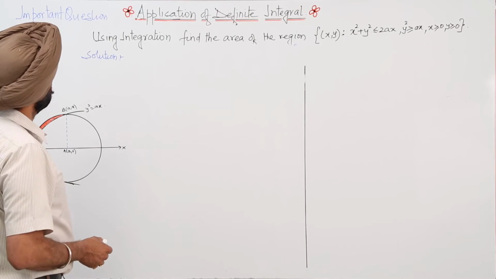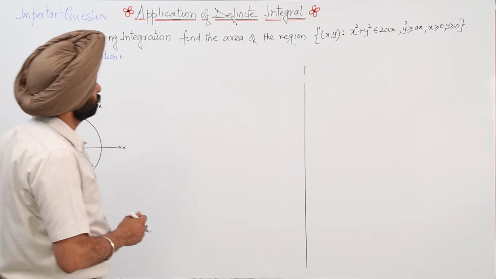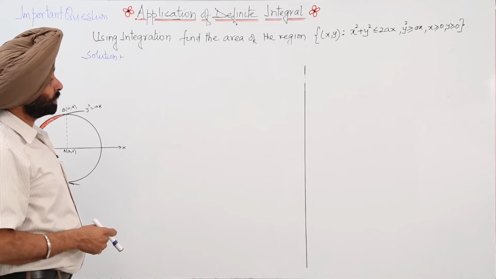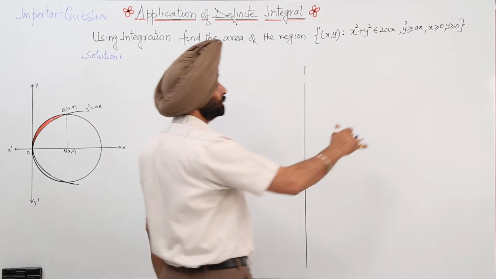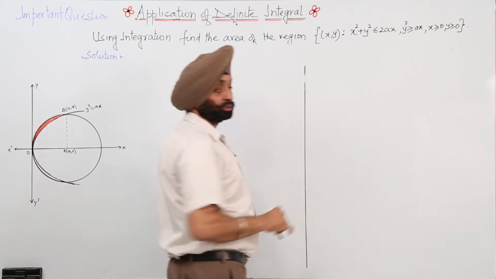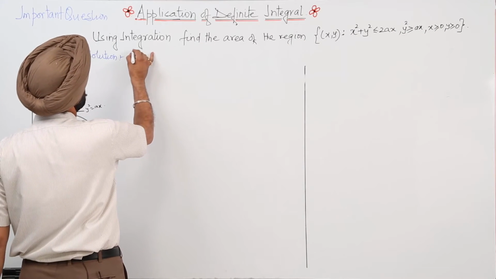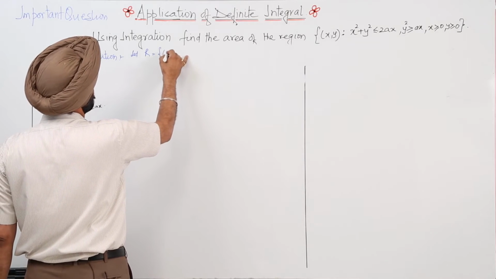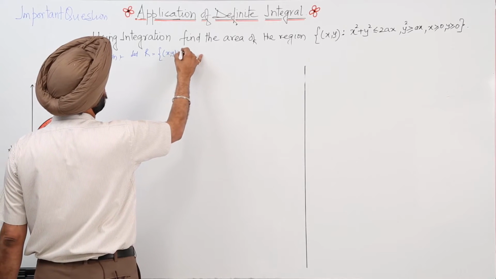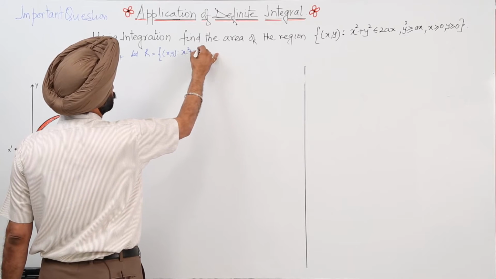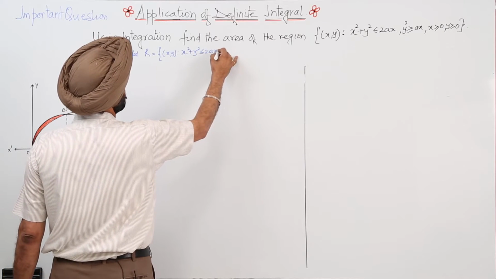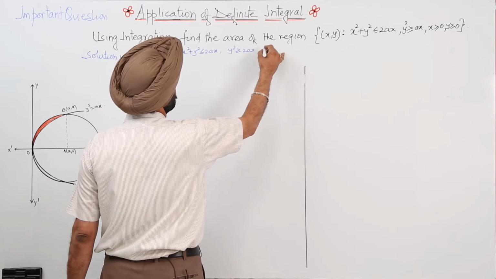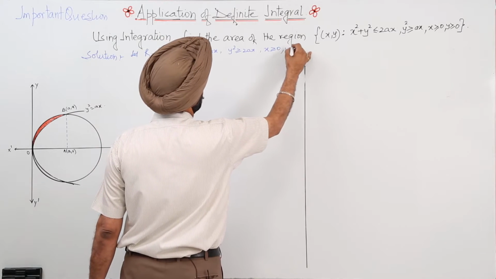The question is, using integration find the area of the region {(x, y) : x² + y² ≤ ax and y² ≥ ax}, with the condition x ≥ 0 and y ≥ 0. Okay. So now let capital R represent the region: (x, y) such that x² + y² ≤ 2ax, y² ≥ 2ax, x ≥ 0, y ≥ 0.